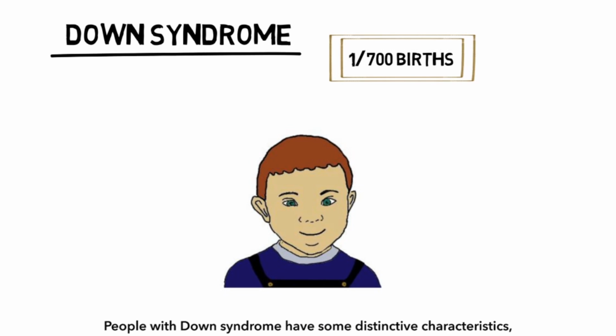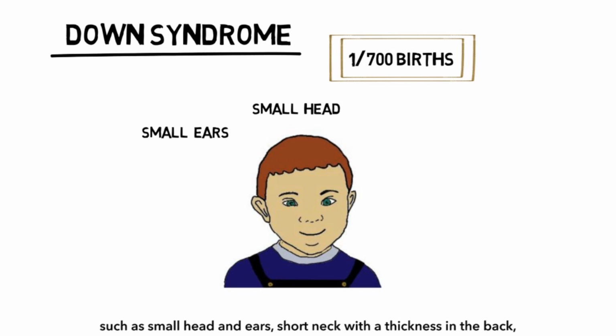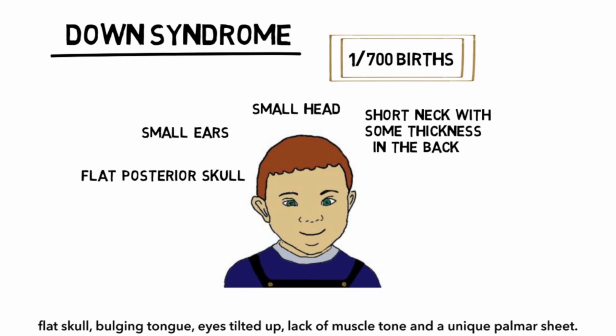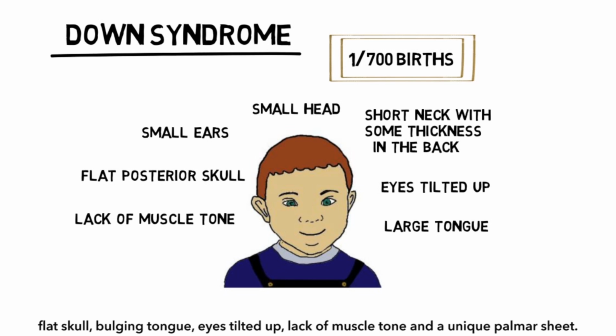People with Down syndrome have some distinctive characteristics, such as small heads and ears, short neck with a thickness in the back, flat skull, bulging tongue, ears tilted up, lack of muscle tone, and a unique palmar crease.